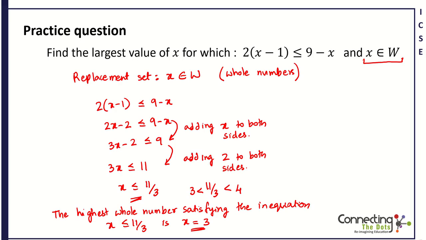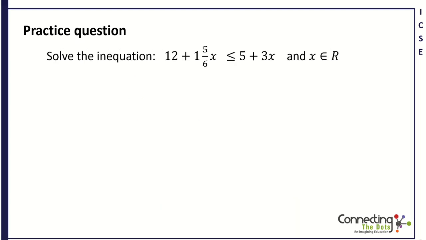Let's go to the next question. Solve the inequation 12 plus 1 and 5 by 6 x is less than or equal to 5 plus 3x. X can be any real number. So once again, we will recognize what the replacement set is. It's important to know this. Otherwise, we may represent the wrong answer. So the replacement set is x belongs to R, which is all real numbers.